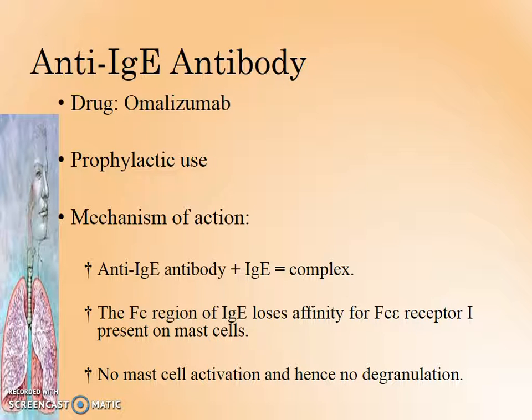Drugs like omalizumab are used. This drug is going to form a complex with IgE. This complex formation is going to lead to loss of activity of the Fc region. This Fc receptor is mainly responsible for binding to mast cells, and because its activity is lost, we cannot see mast cell activation and hence degranulation can be hindered right there.